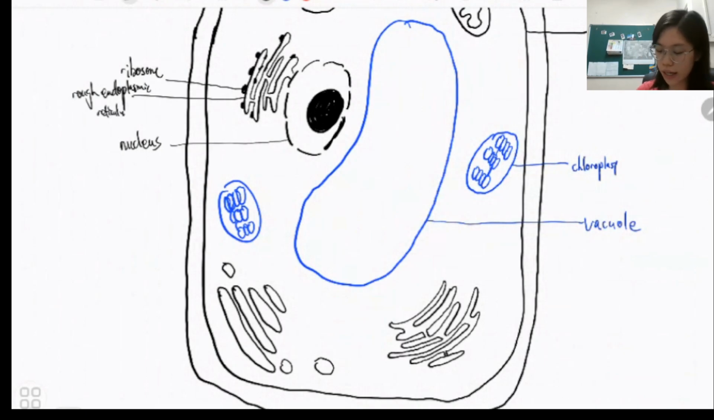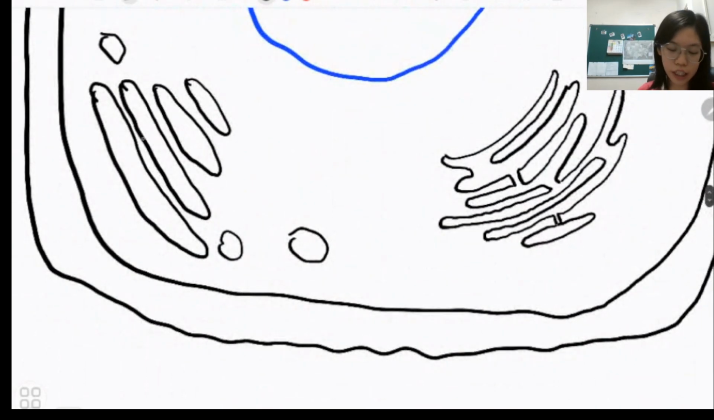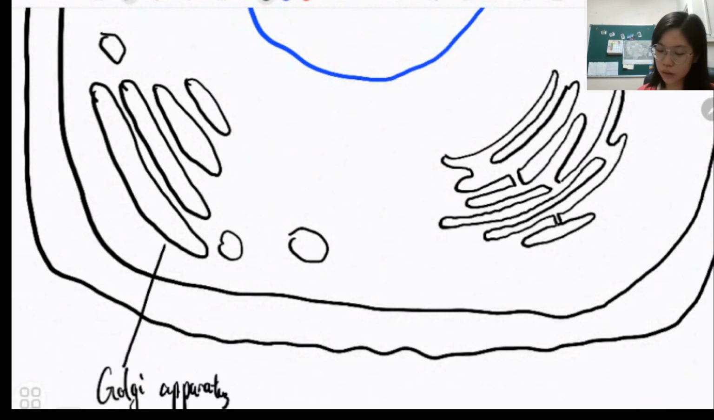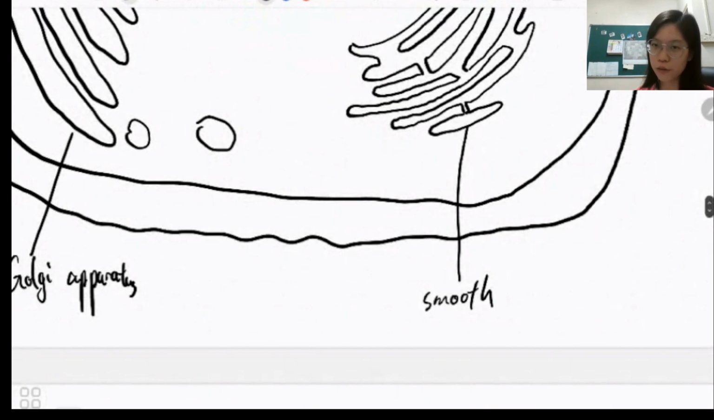Okay, and the one that is not connected to each other, right? This is the Golgi apparatus. And the one that is connected to each other, this one is basically your smooth endoplasmic reticulum. You can see the outer surface of it is smooth also. Another thing you can make sure.